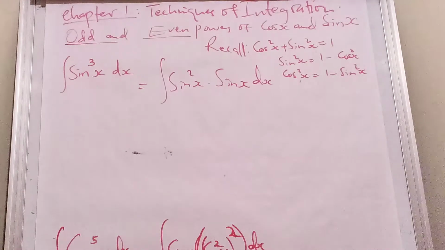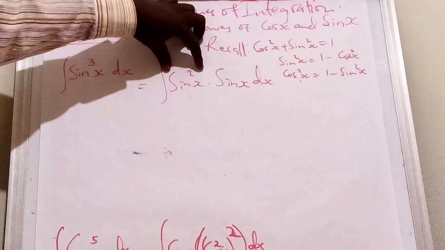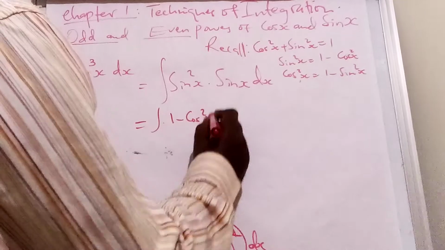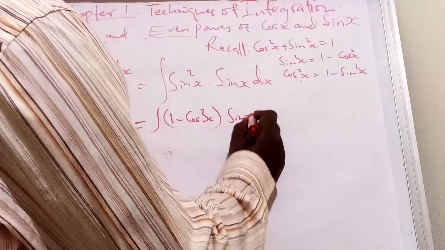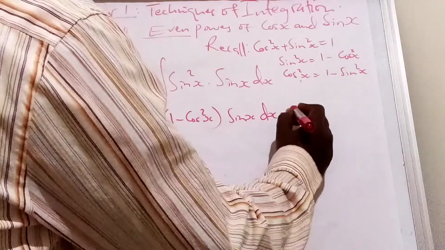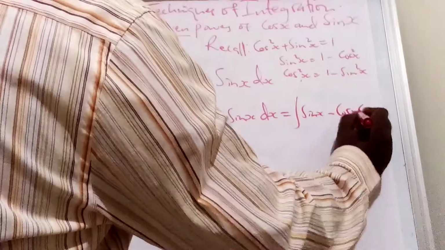You might want to recall that previously we have already looked at identifying a function and a derivative. The reason why we are having a sine squared here is so as to replace the sine squared with cos squared, such that it looks like 1 minus cos squared x, times sine x dx, which will therefore become something nice: sine x minus cos squared x sine x dx.